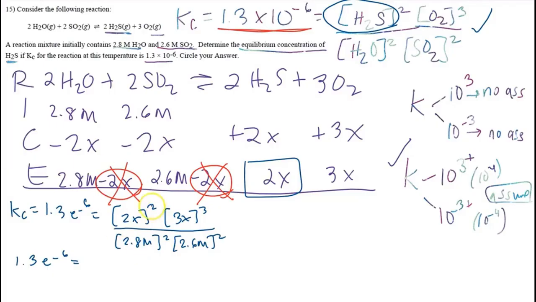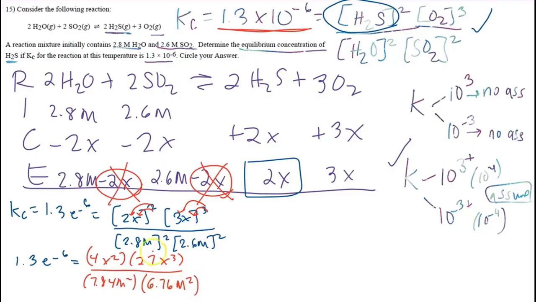So first things first, this squared is going to go here and here. So I'm going to have 4x squared times, this cubed is going to go here and here, 27x cubed. Okay? This 2.8 here is going to be 7.84 molar squared. This is going to be 2.6 squared, which is 6.76 molarity squared. Okay? Now we know the goal is to get down to a unit of molarity because they're asking us for an equilibrium concentration. Now let's go ahead and continue on.